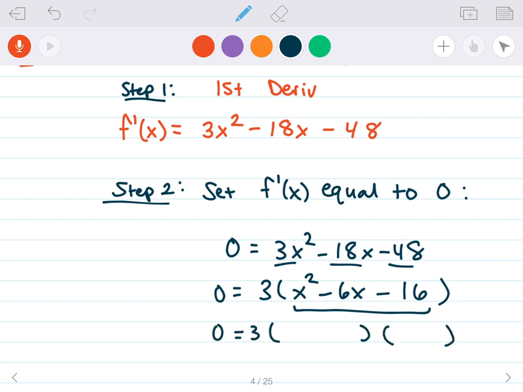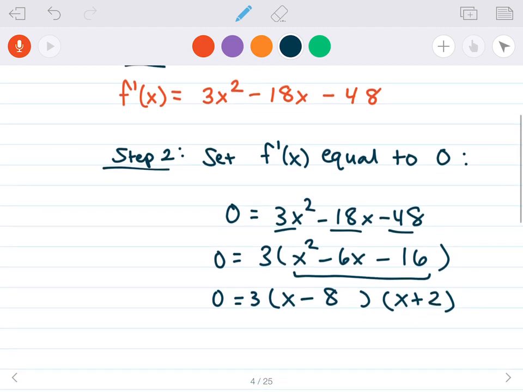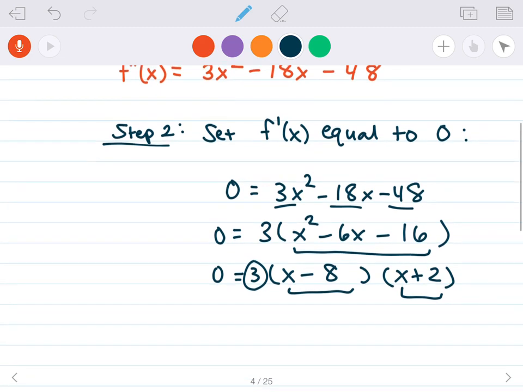So factoring this, numbers that multiply to negative 16 that add to negative 6, I'm thinking that's x minus 8 and x plus 2. So minus 8 and positive 2 will give us negative 6. All right, so now I can set each of these factors equal to 0. Of course, this 3 we don't set equal to 0 because there's no x there. So we get x equals 8 and x equals negative 2.